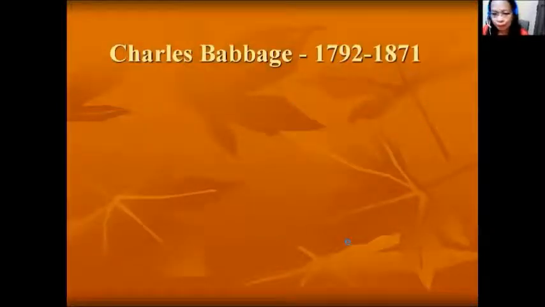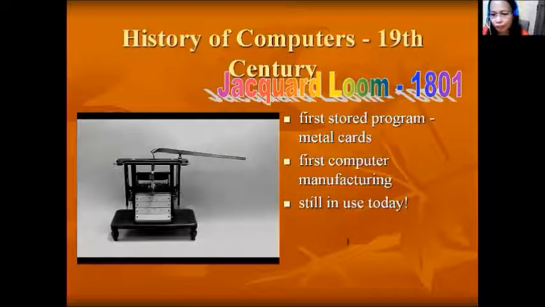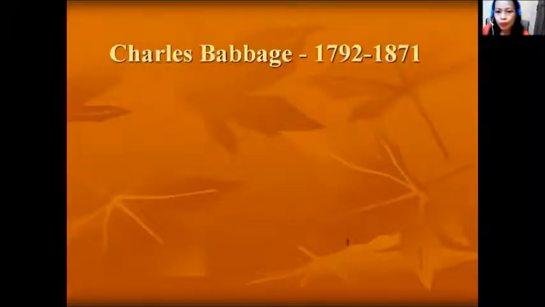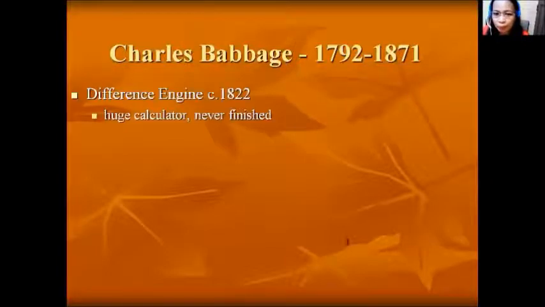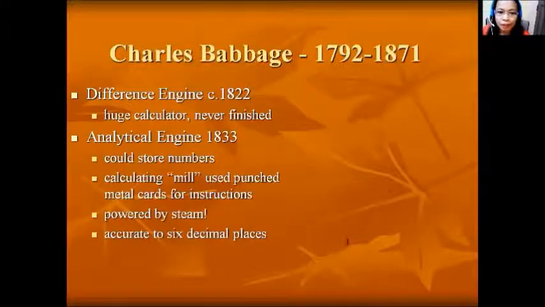Next, if the Jacquard loom was created in 1801, we also have Charles Babbage, from 1792 to 1871. So the Difference Engine, a huge calculator that was never finished. Also the Analytical Engine in 1833, which could store numbers. It had a calculating mill, used punch metal cards for instruction, was powered by steam, and was accurate to 6 decimal places.